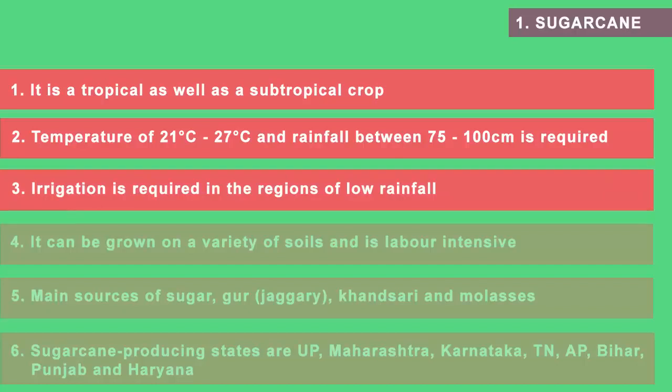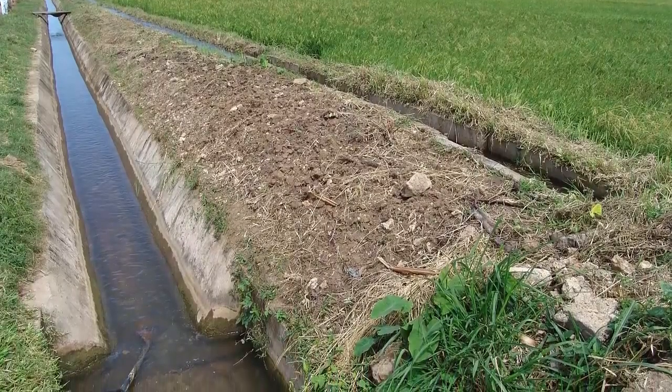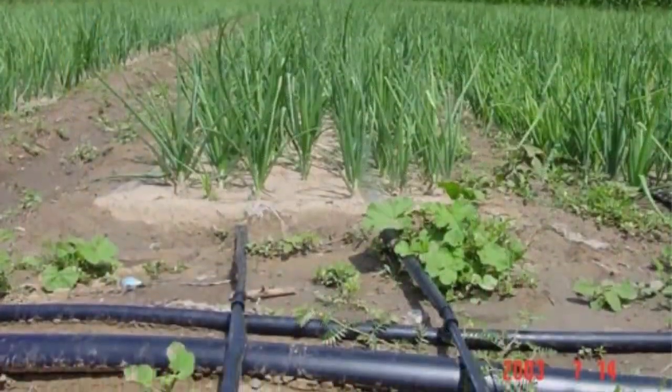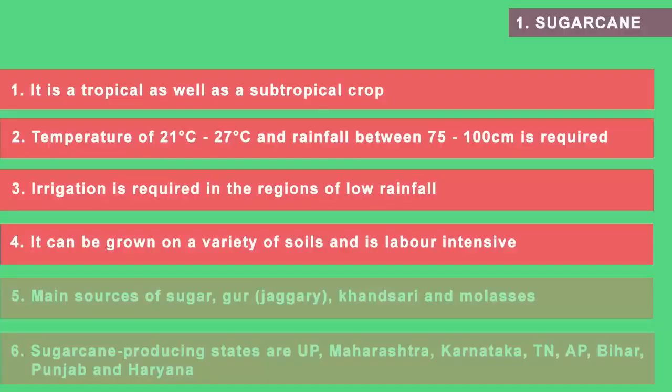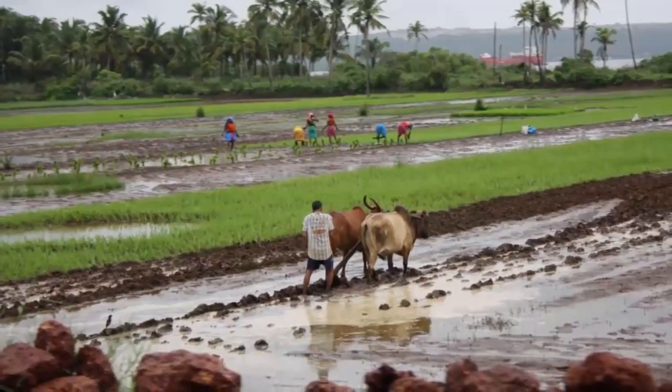So the meaning of irrigation is drawing water from nearby canals or dams, because that is the best substitute for rainfall. There's nothing else. So one good thing about sugarcane is that it can be grown on a variety of soils, meaning it doesn't need any one ideal soil. But then you need manual labor because it is a labor intensive crop.